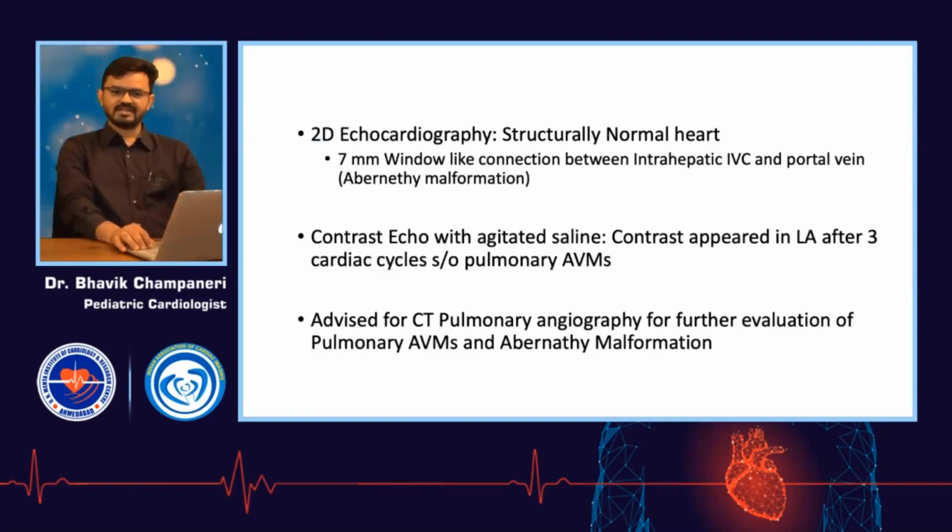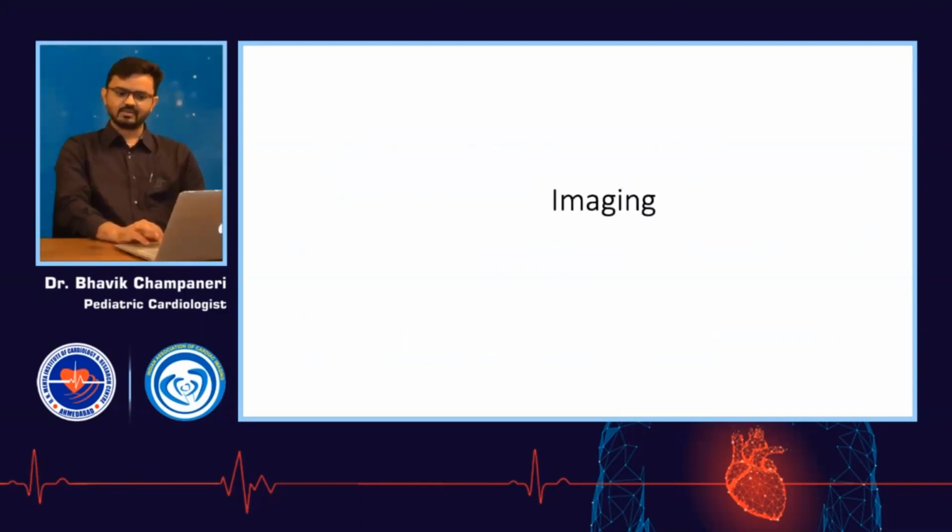On the subcostal image, as I have told in my talk, with experience we are able to diagnose a few abnormalities, and it suggested a 7 millimeter window-like connection between the intrahepatic IVC and portal vein, suggestive of Abernethy malformation. Contrast echo was done in that patient with agitated saline, which showed appearance of contrast in the LA after 3 cardiac cycles. For further evaluation, the patient was advised CT pulmonary angiography for evaluation of pulmonary AVM or Abernethy malformation. And now Dr. Megha will be discussing imaging of this case.